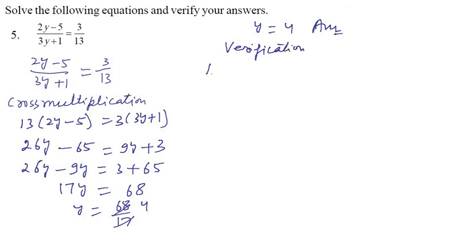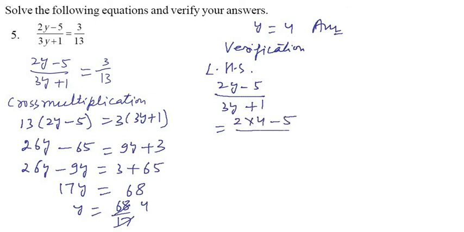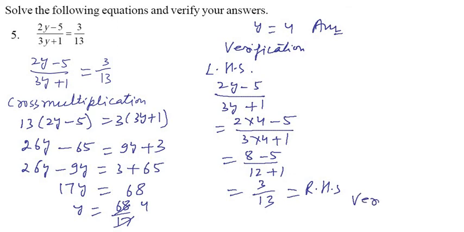How can we verify? Taking the left hand side of this equation, that is (2y minus 5) upon (3y plus 1). Now put the value y equal to 4 in this equation. So 2 into 4 minus 5, and here is 3 into 4 plus 1. So 4 twos are 8 and minus 5, and 4 threes are 12 and plus 1. So it is 8 minus 5, that is 3, and here is 13, and that is the right hand side of the equation, hence verified.